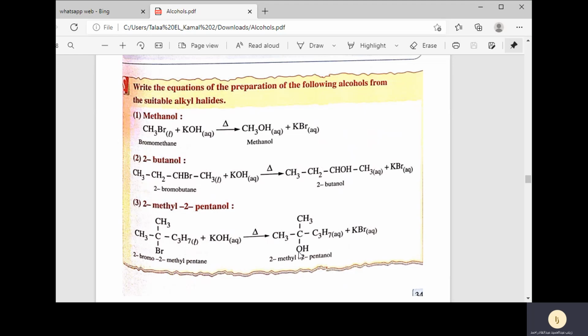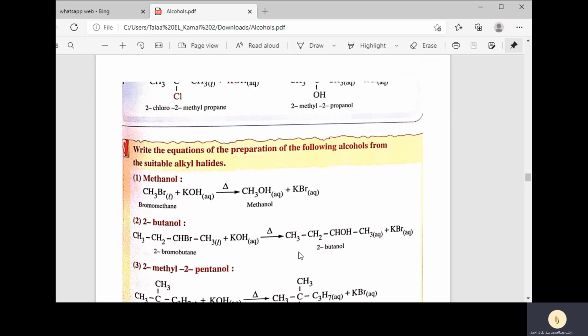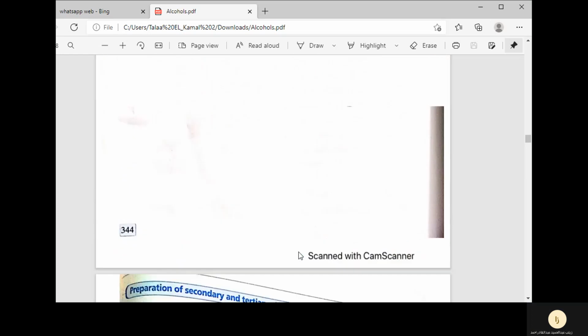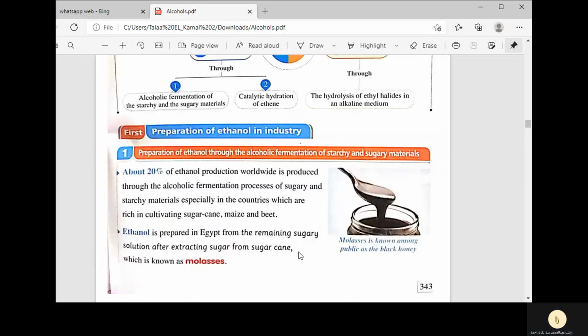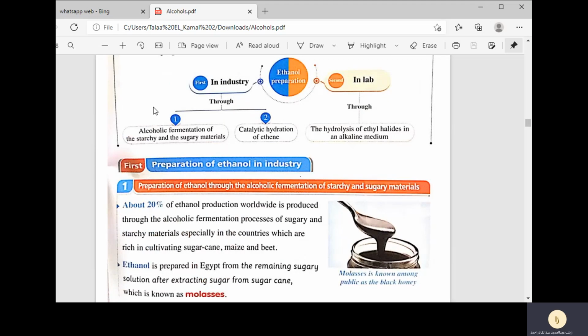So we can say that the preparation of alcohols has two types, preparation in industry and preparation in lab. Industry is by two methods. What are the two methods? Number one, alcoholic fermentation, as we said before, for starchy or sugary material, and this takes place in the countries rich in sugarcane. Or catalytic hydration. Alcoholic fermentation represents about 20% of the ethanol produced, while the common method used in industry is catalytic hydration, or adding water to ethene. In lab, we obtain alcohols by hydrolysis of alkyl halide in alkaline medium.